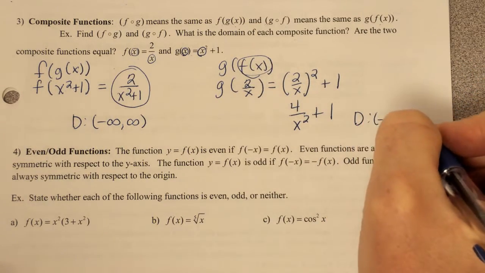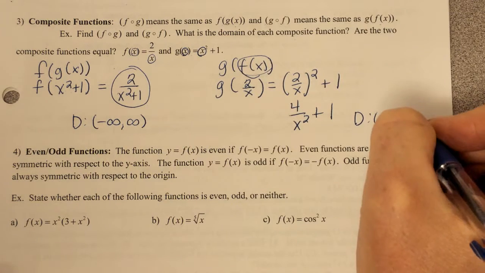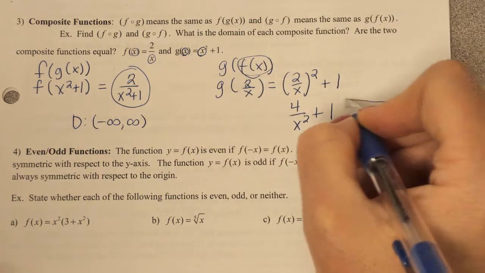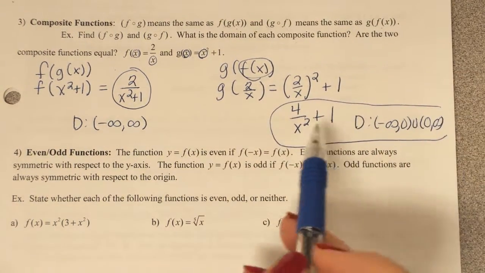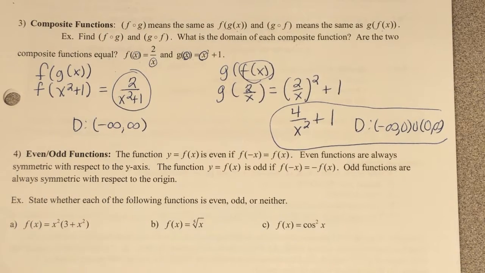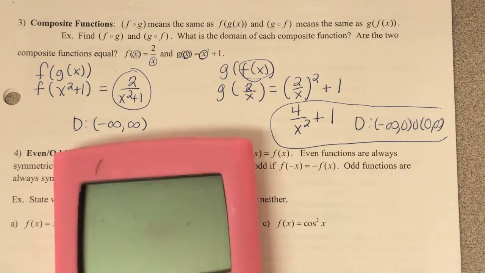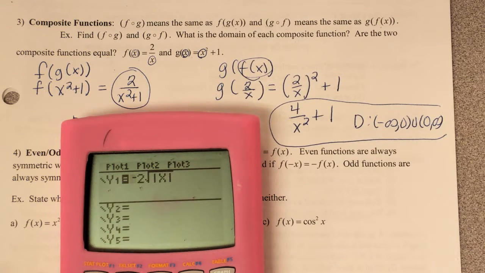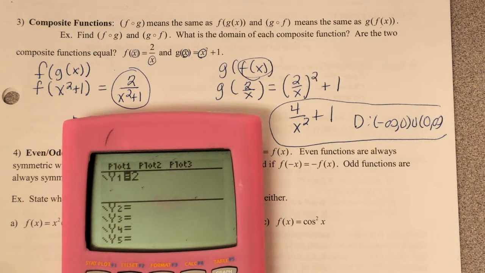Negative infinity up to 0, union 0 to infinity. So since their domains are not even the same, I know that the functions themselves are not the same. A lot of times we can simplify something to see if functions are the same, but this is something you might not have thought of. You could also put things in your calculator to see whether or not they're the same thing.